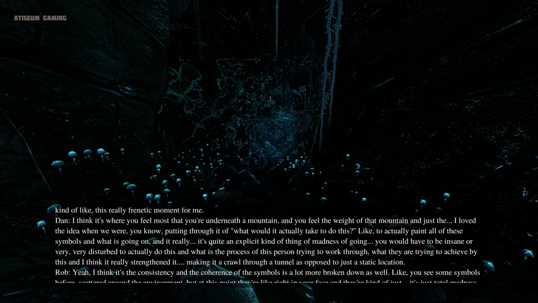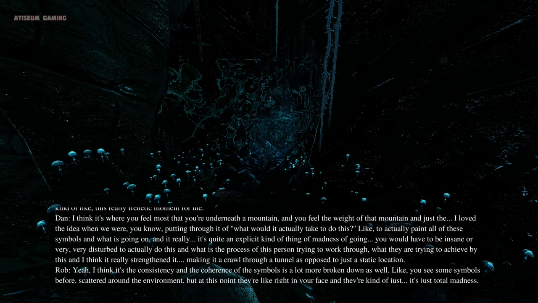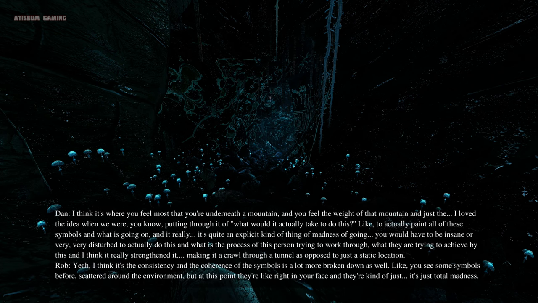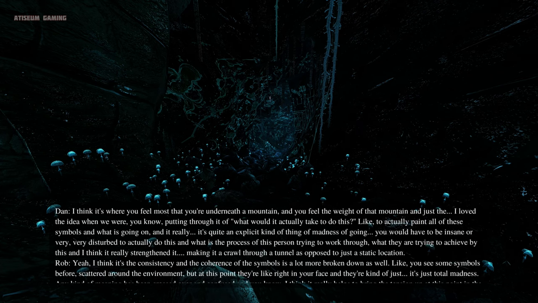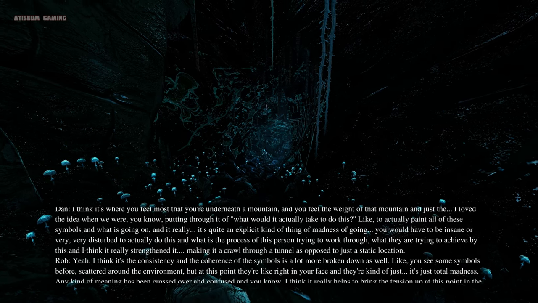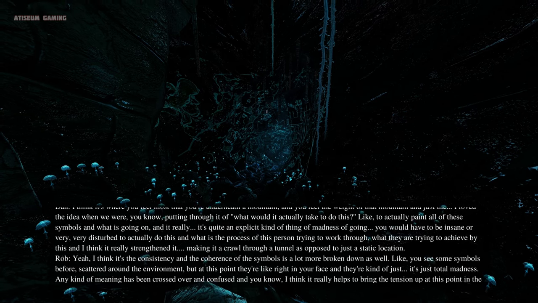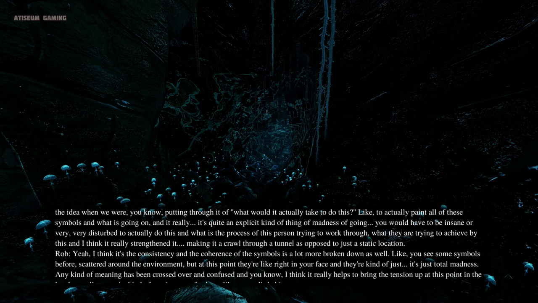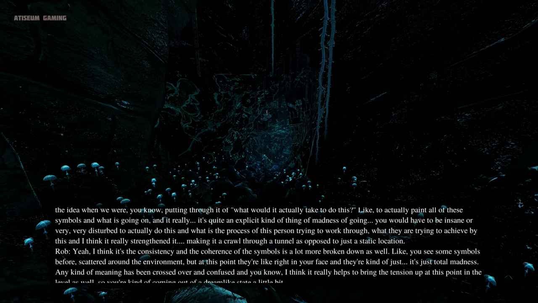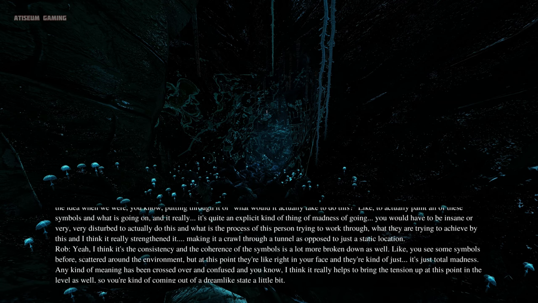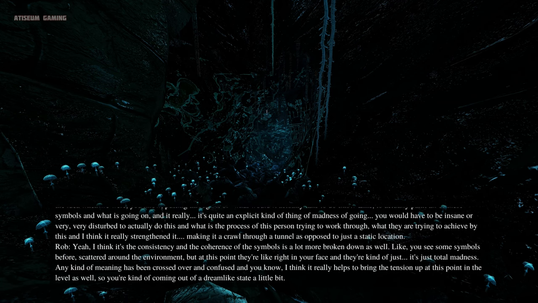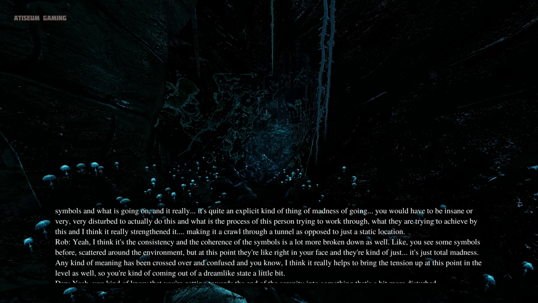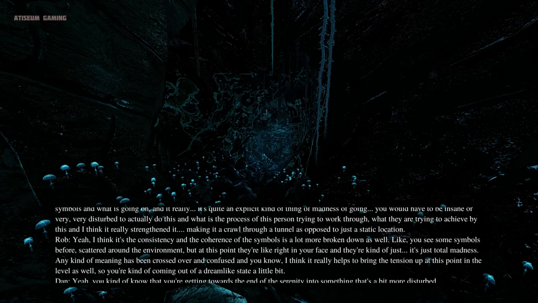I think the consistency and the coherence of the symbols is a lot more broken down as well. You see some symbols scattered around the environments before, but at this point they're right in your face. It's just total madness. Any meanings have been crossed over and confused, and I think it really helps to bring the tension up at this point in the level as well. So you're coming out of this dreamlike state a little bit. You know you're getting towards the end of the serenity and into something a bit more disturbed.